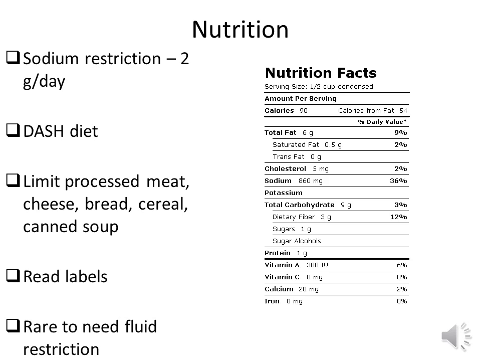We need to limit processed meat, cheese, bread, cereal, and canned soup because they are very, very high in sodium. We need to read labels and teach our patients to read labels. It is very rare that we need to have a fluid restriction for these people. But if they are restricting fluid, we don't want them to become cachexic. We need to come up with ways to spice up food using lemon juice and things like that to improve and enhance taste.